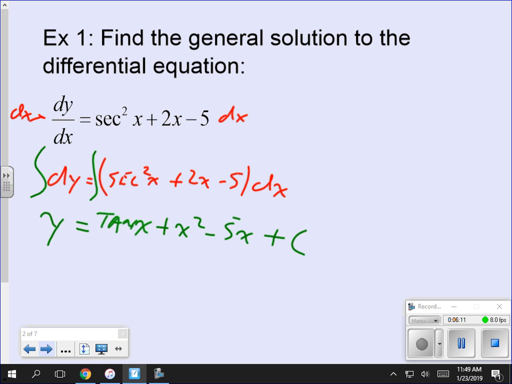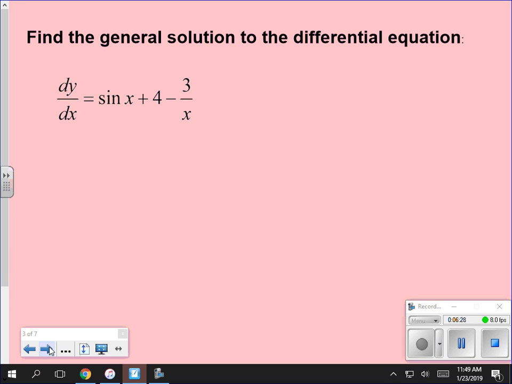Separate the variables, dy's, dx's, integrate both sides, solve the integral by doing an antiderivative, plus c. As long as the functions aren't hard, piece of cake, right? Your turn, do that one.